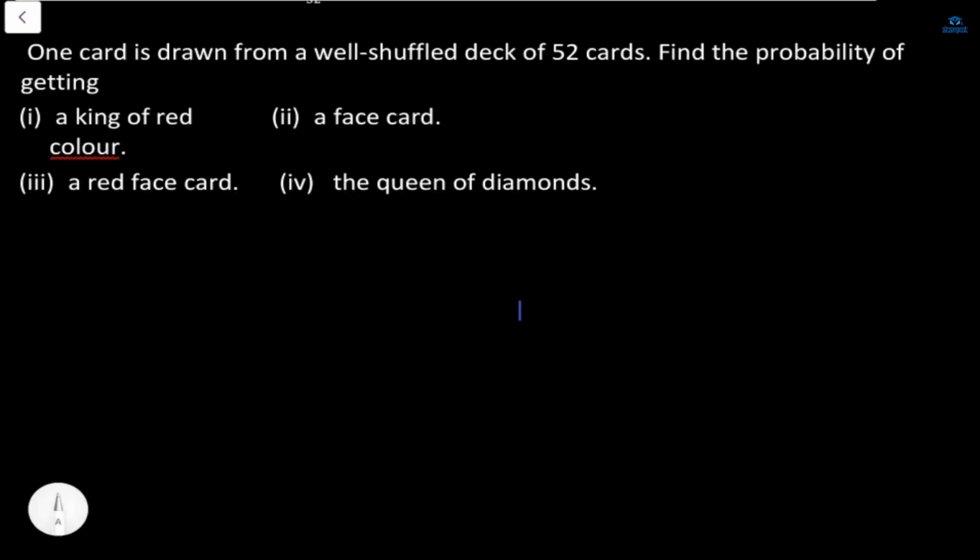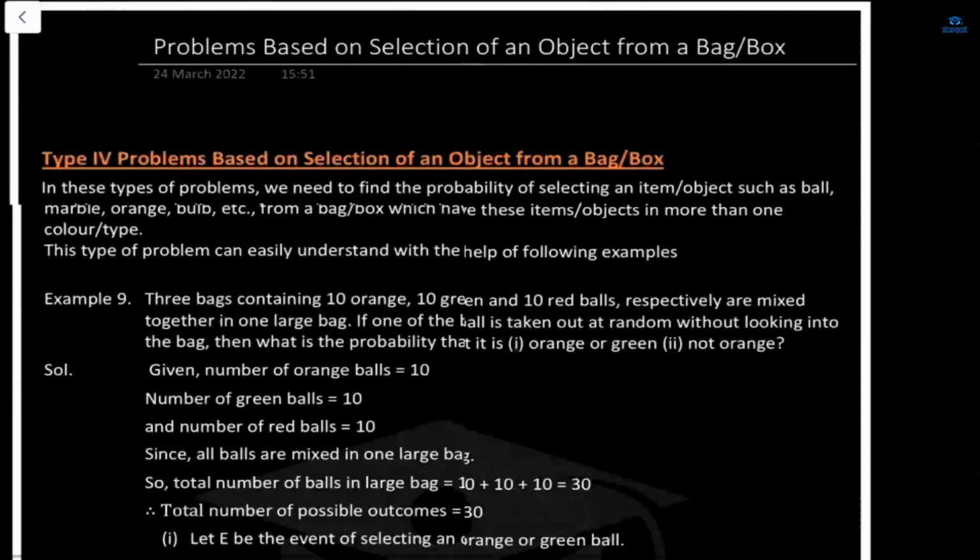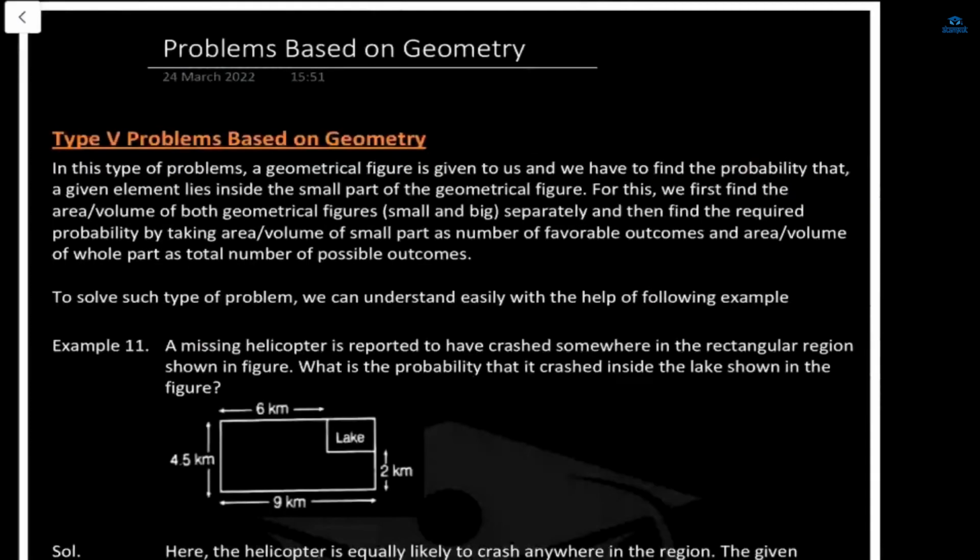Yeah, let's go for another question. Now, problem based on geometry. Geometry means you can have a shape, a geometrical figure, and a small part can be taken as a favorable outcome here. In this type of problem, a geometrical figure is given to us and we have to find the probability that a given element lies inside the small part of the geometrical figure.